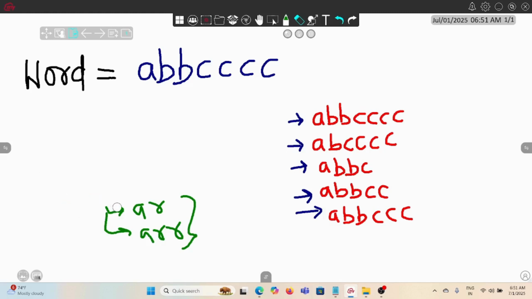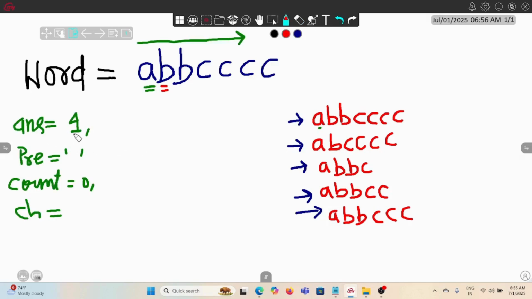Okay, so now what is the intention here? First of all, every time at least answer 1 would always be there. Observe here that we are starting with the answer variable equal to 1, the previous character initially null, or you can say blank, count equal to 0, and the current character is ch. So we are starting from here. The current character is A here. So, is A equal to previous? No, it is not equal to previous. So whenever A is not equal to previous, we set this count equal to 1 immediately, because that would be the place where the character is changing.